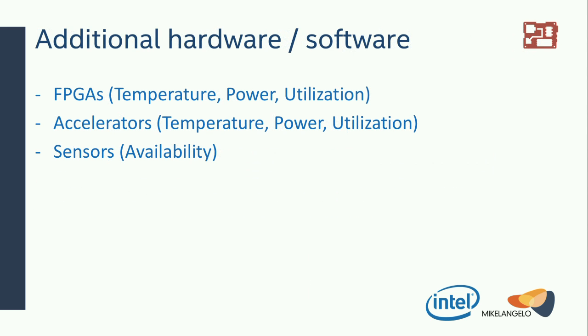And of course, on the cloud, you probably have FPGAs, accelerators, or sensors right now. But for them, it must be the temperature, power, or utilization. Temperature is very important, especially for FPGAs or accelerators, because when a specific workload is deployed on the FPGA, especially the RAM device can have a really, really big temperature. But this depends on your workloads.